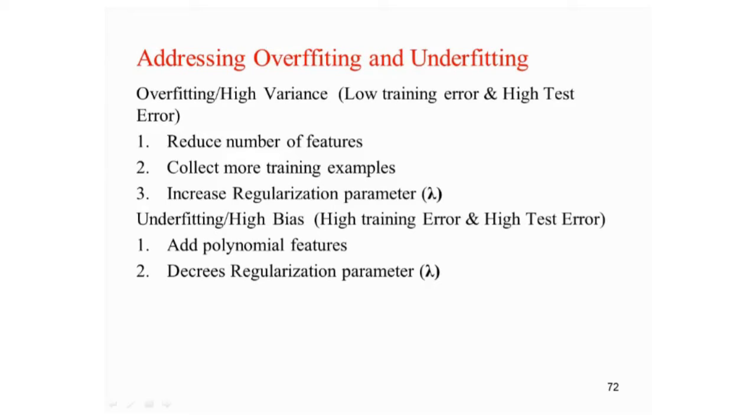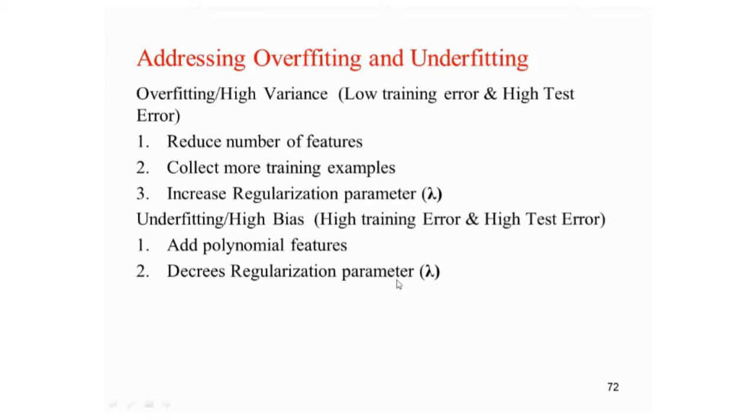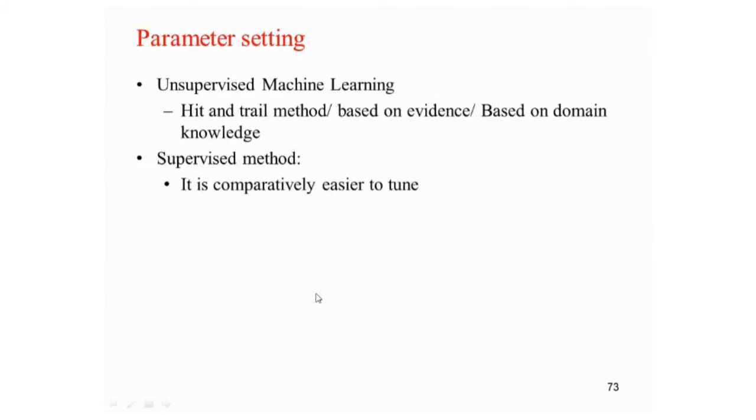Now for underfitting, you have to add polynomial features, because here you can observe that because of the linear equation it is going for underfitting. You have to add more polynomial features and decrease the regularization parameter. So in this way you can handle the high bias.